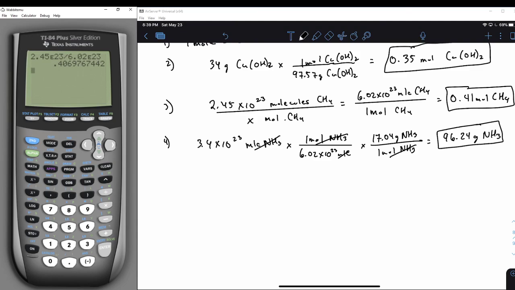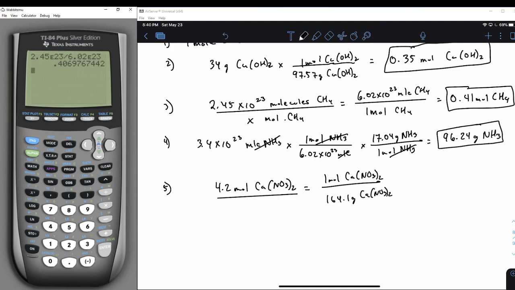For 5, how much does 4.2 moles of Ca(NO3)2 weigh? Well, 4.2 moles of Ca(NO3)2. Well, 1 mole of Ca(NO3)2 has the mass of 164.1 grams of Ca(NO3)2. So we can set a proportion here.